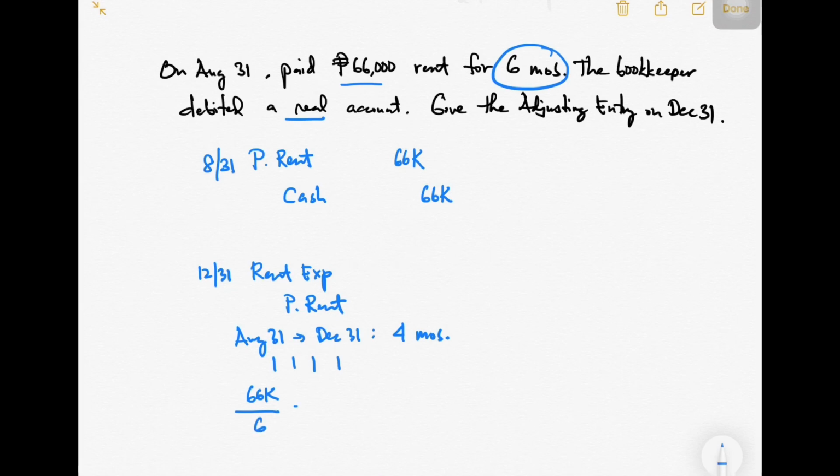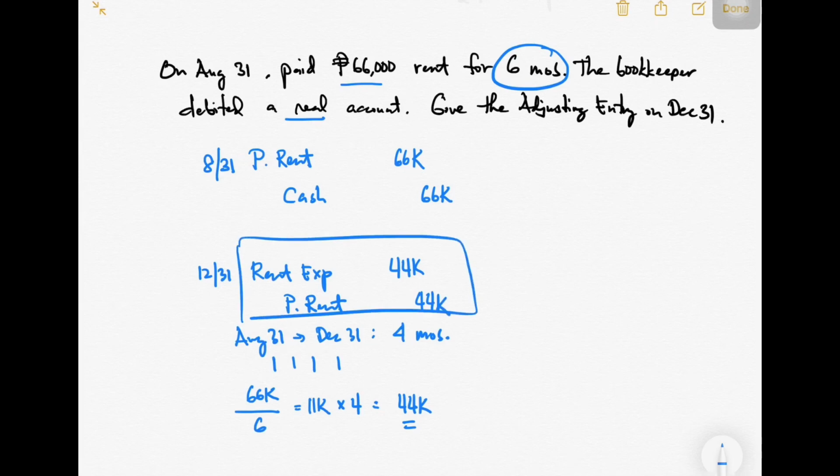You divide it by 6 to get the monthly rent times 4, the number of months recognized this year, to get the amount of expense that you need to recognize this year, 44,000. And this is your amount in the adjusting entry. So this is your adjusting entry.